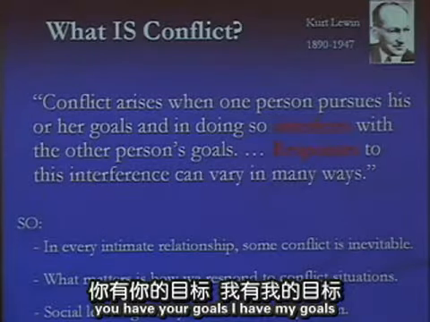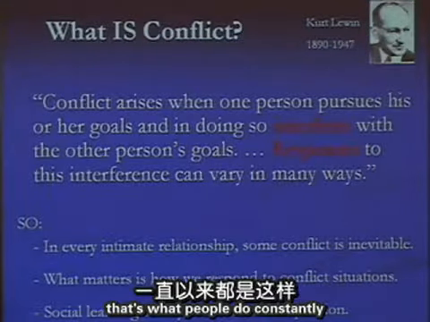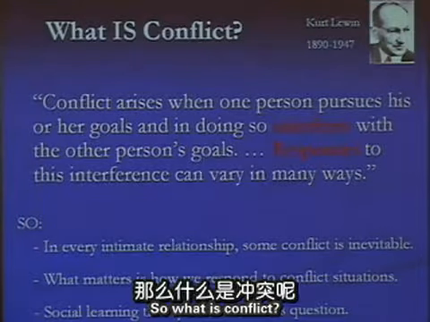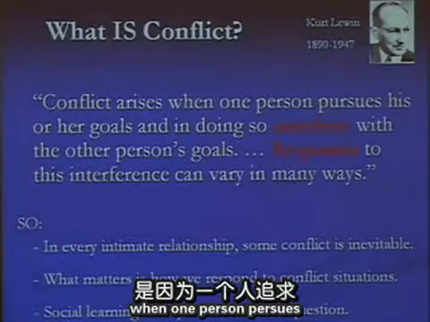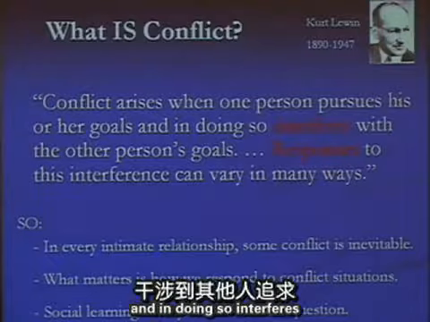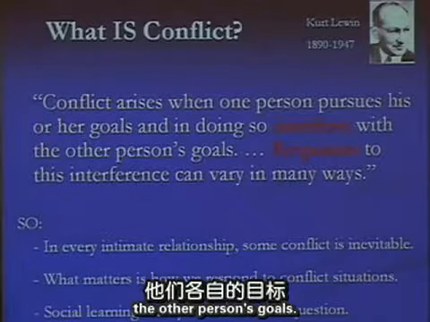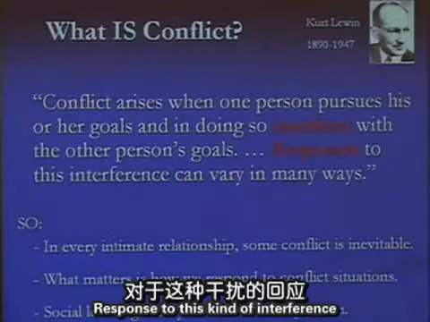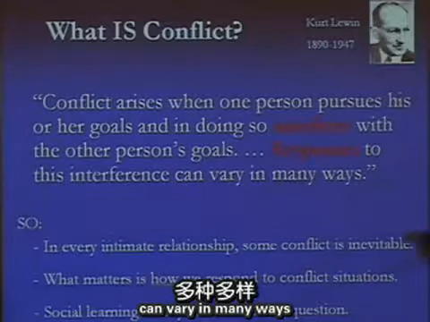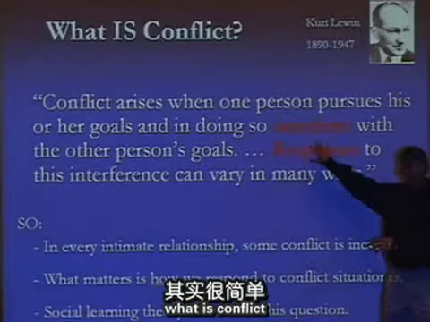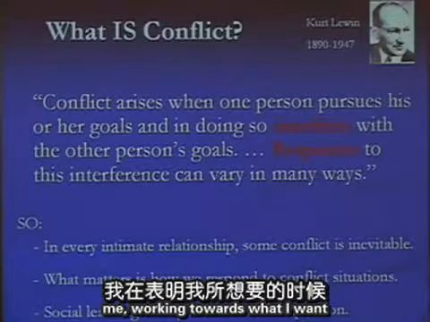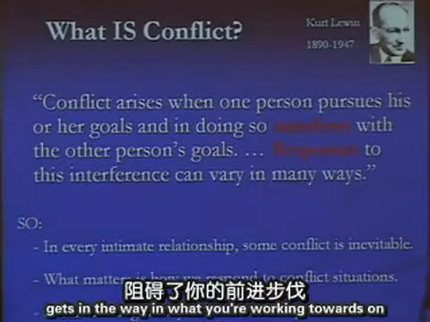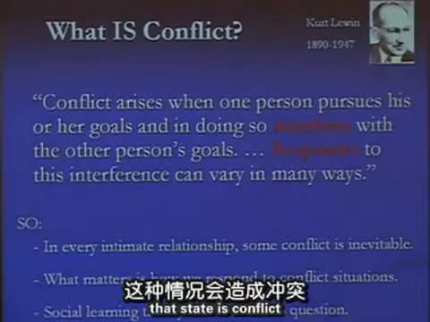And you have your goals and I have my goals. But that's what people are doing constantly. So, what is conflict? Let's read it. Conflict arises when one person pursues his or her goals and in doing so interferes with the other person's goals. Responses to this interference can vary in many ways. Very simple. What is conflict? Conflict is when me working towards what I want gets in the way of you working towards what you want.